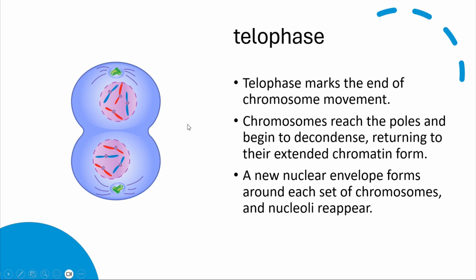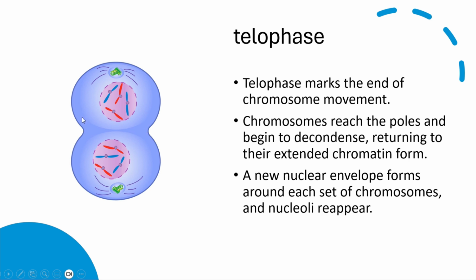Telophase, yeah. This is the final stage of mitosis. Telophase marks the end of chromosome movement. Chromosomes reach the poles and begin to decondense. They condense back into chromatin, as these are going to be two new cells, so it's going to go back to its original form, yeah. A new nuclear envelope forms around each set of chromosomes and the nucleoli reappear.